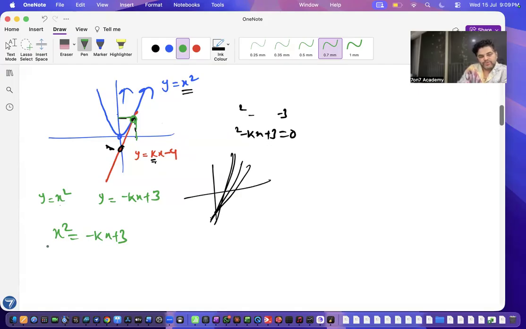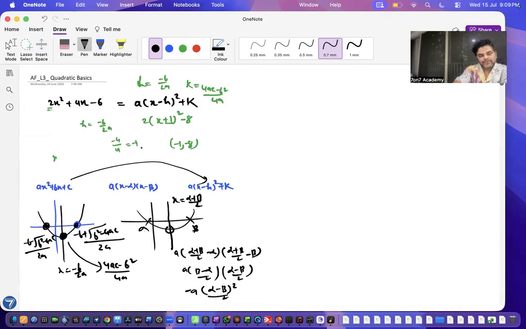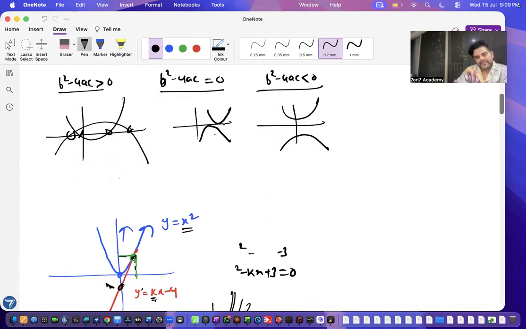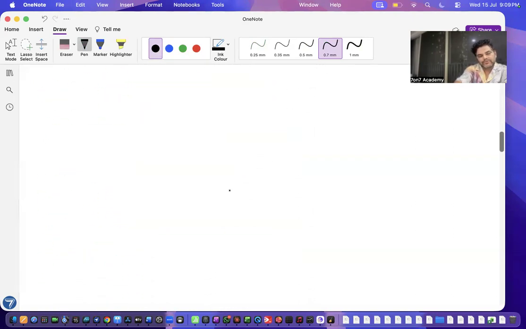So can you move this to one side? If you move it to one side, you'll get x square plus kx minus 3 is equal to 0. See, what was the condition for one root? Because it touches the curve, it should give only one x value, no? Because it only touches it once. So the condition after equating, the discriminant has to be what?